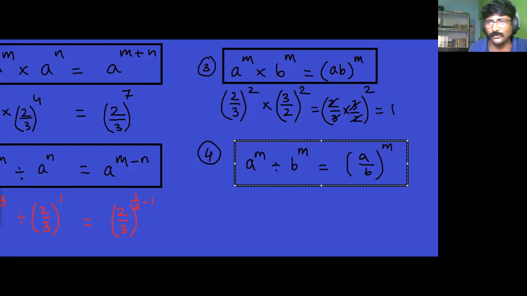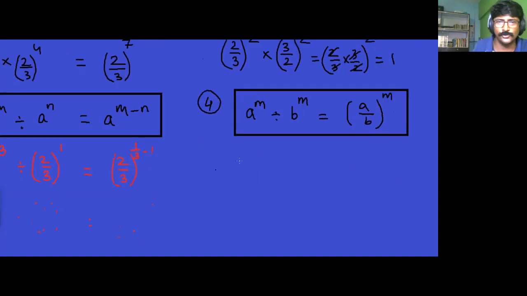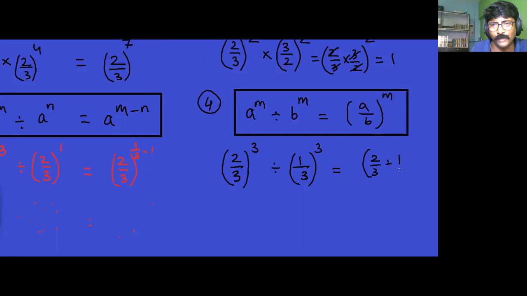Let me give the example over here of how it happens. So this is 2 by 3 raised to the power 3 divided by 1 by 3 raised to the power 3. Now, both have the same power. So what we will do, we will write this like this: 2 by 3 divided by 1 by 3, raised to the power 3. Since it's division, we will convert this into multiplication and take the reciprocal of this side, 3 by 1, raised to the power 3.